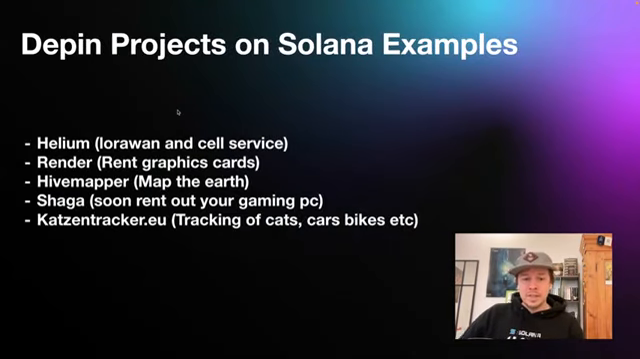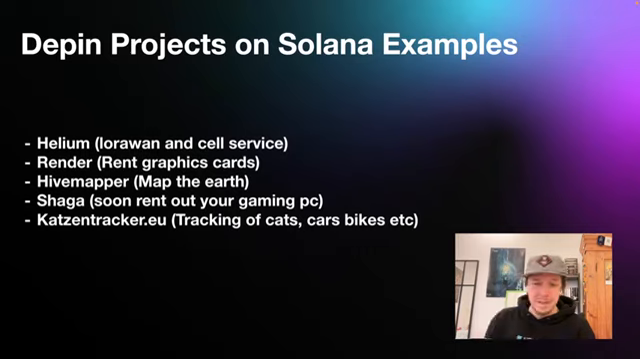A few examples that we already have on Solana is the Helium network, for example. Helium provides a LoRaWAN net, I'm going to explain later what this is, and a cell service, which is already available in Miami. So you can get a mobile cell service for only $5. So that's an amazing project. And then there is a project called Render, which lets you rent out your graphic card to other people for usage.